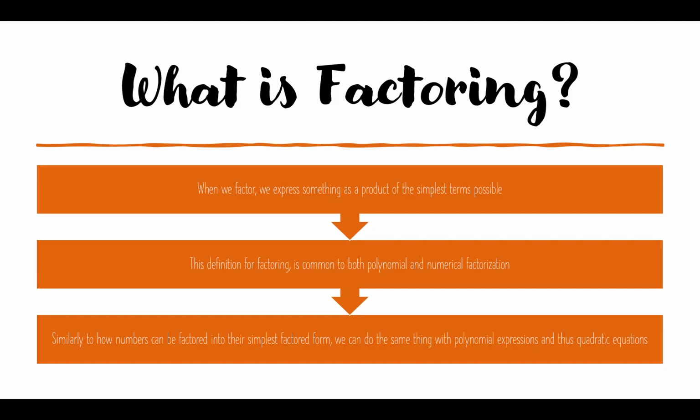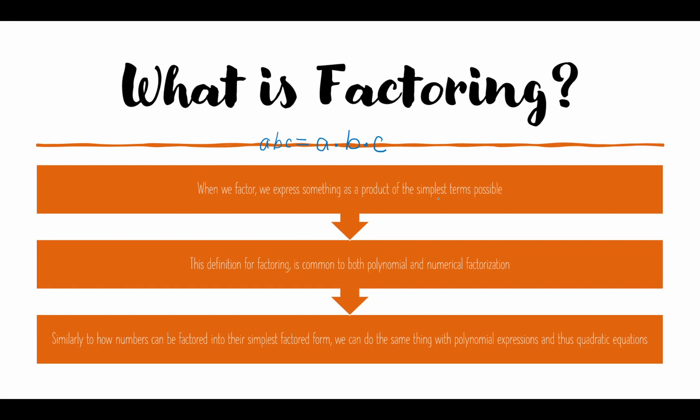Let's get started. So first, let's answer the question, what is factoring? When we factor, we express something as a product of it in its simplest terms. So if I have ABC, by factoring it, I would be breaking it down into A times B times C. The definition for factoring is common to both polynomial and numerical factorization.